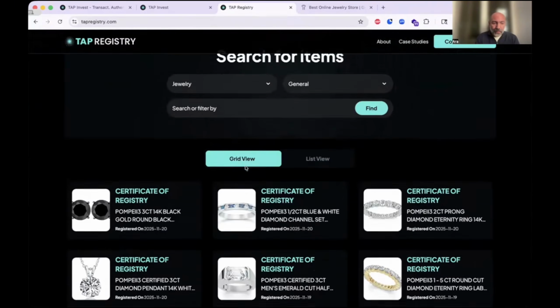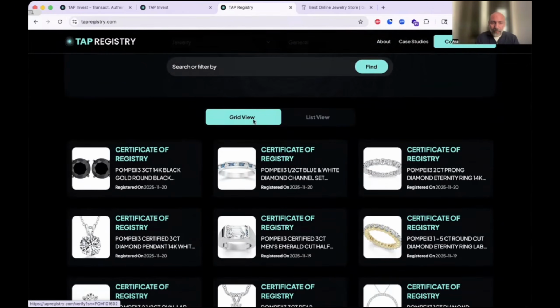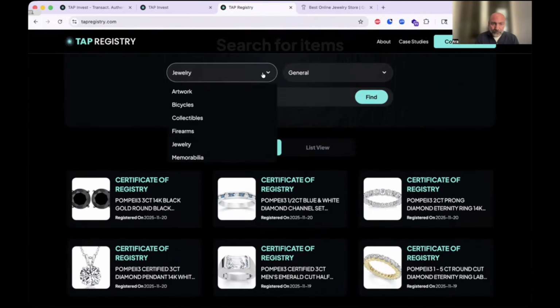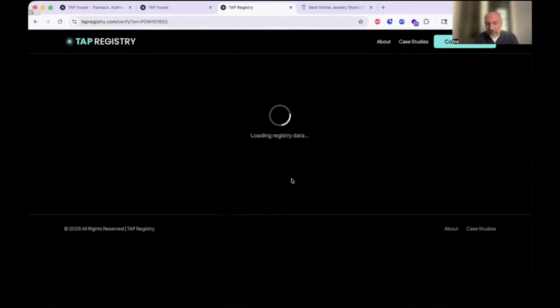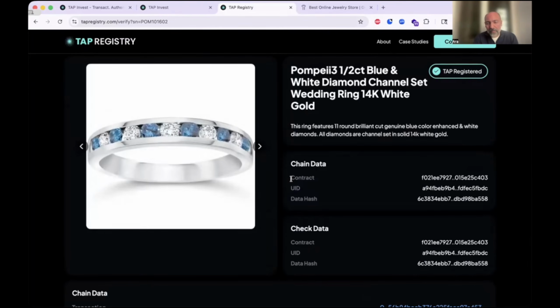The TAP registry can handle all manner of assets, from jewelry to artwork to collectibles. We do have some customers that have items that get registered on a daily basis. For example, one of our customers, Pompeii, a jewelry company: every time one of their customers decides to buy a piece of jewelry and they want to add a digital registration for it, they're able to do that.